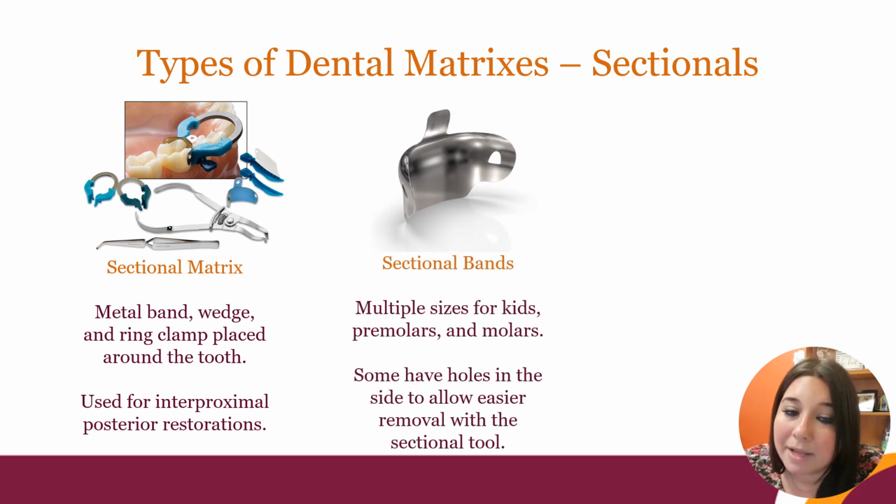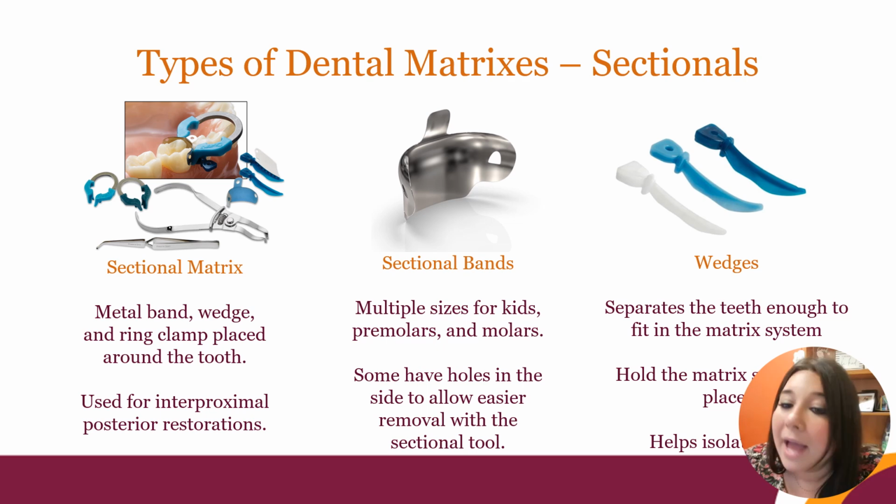These are the sectional bands used with the sectional kit. There are multiple sizes available. For adults, usually they have a molar size and a premolar size, and then also a kid size. Some have holes in the sides that allow them to be easily removed with the little sectional tweezers. Some don't, and I often find myself needing to use a hemostat to get the bands out if there are not holes present.